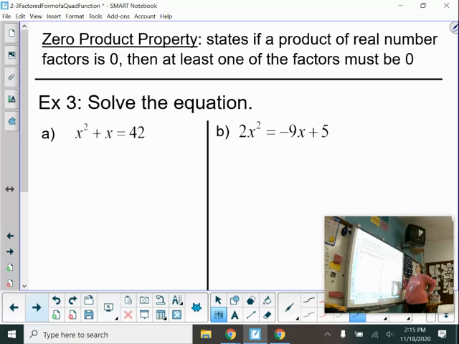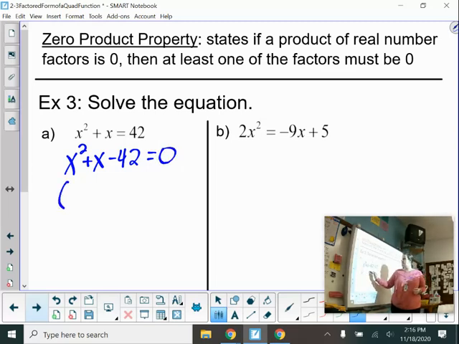This is doing the same thing that we were doing with factoring, but instead of stopping at the parentheses, you're going to keep going and actually find what x equals. You'll know that you need to solve rather than just factor if you see an equal sign in the question. If there's an equal sign, then just the parentheses aren't going to be enough. You do need to get everything on one side. So for part A, we do have to subtract the 42.